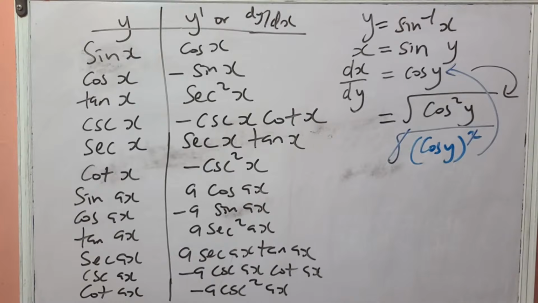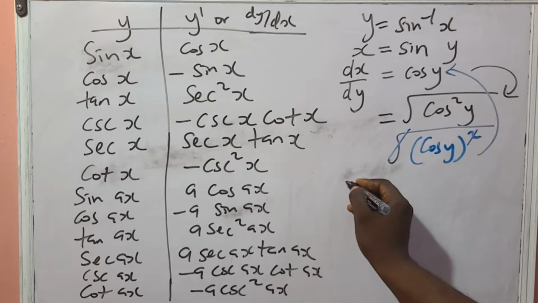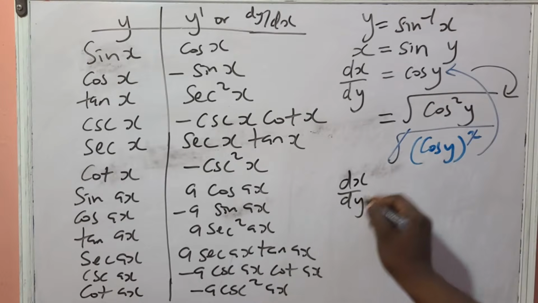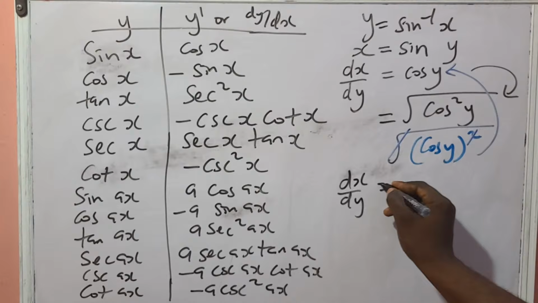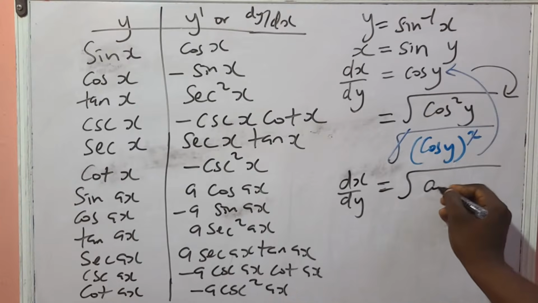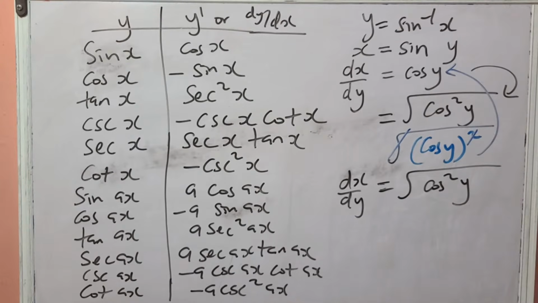So I have dx over dy. Now, I will no longer be writing dx over dy as cos y. Instead of writing it as cos y, I'll be writing it as the square root of cos square y. So now, I'm sure you all understand what is happening there. I'm just changing the form. That's all I'm doing here. And I'll tell you why I'm changing the form very soon. The reason is that, see, I can see sine y here.